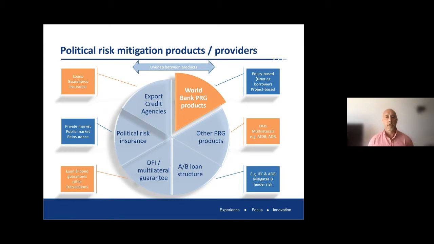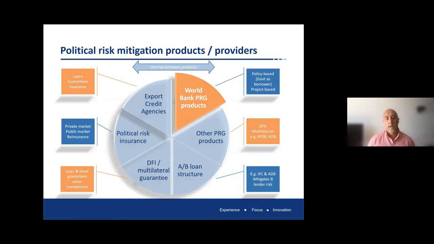So these feature an entity such as the IFC or Asian Development Bank as the A lender, the lender of record, lending money to a project. And behind them under a B loan structure, we have a commercial bank or banks that are benefiting from the better protection that the DFI, that is the A loan provider, gets. So preferential tax treatment as an example.